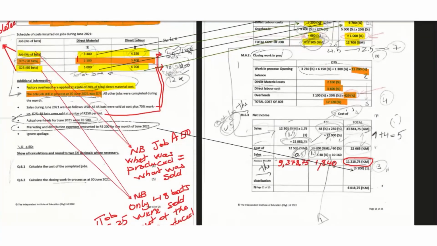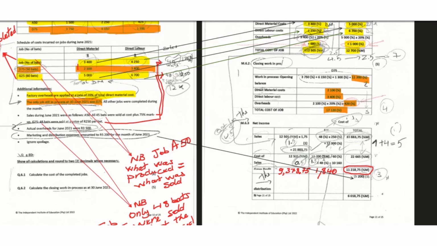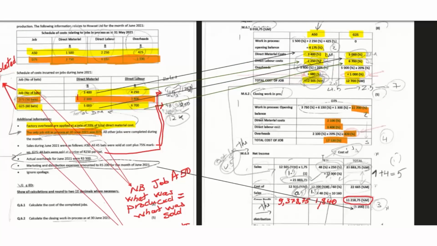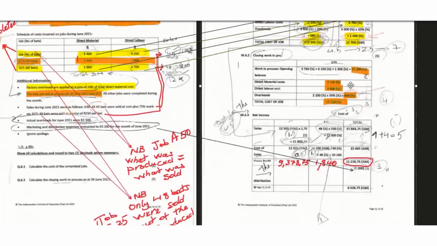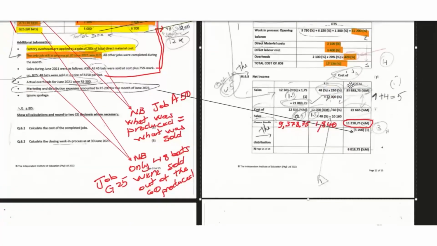What we're not going to do here is to take the entire total cost for job G25, the 12,700 up there. We're not going to take that. Why are we not going to take that? For a particular reason, because this is for 60 bats. So we need to divide this by 60 to get the unit cost, all right? Multiply by 48. That's the meaning of this operation, all right?